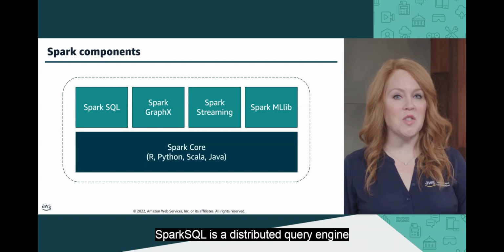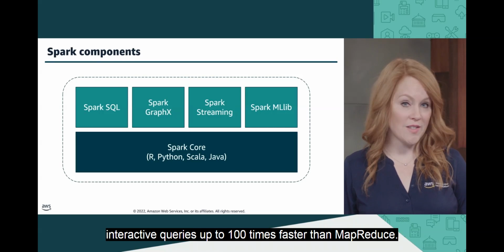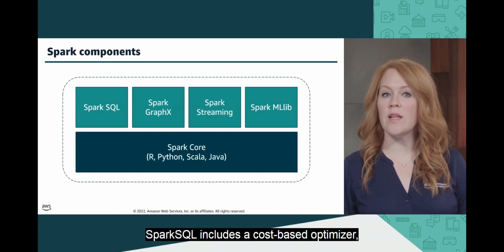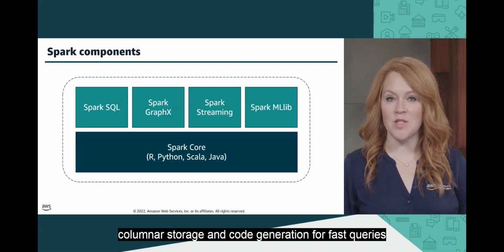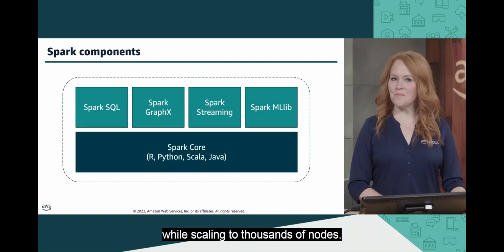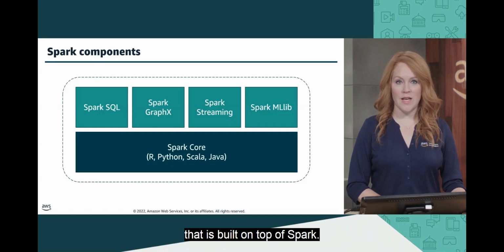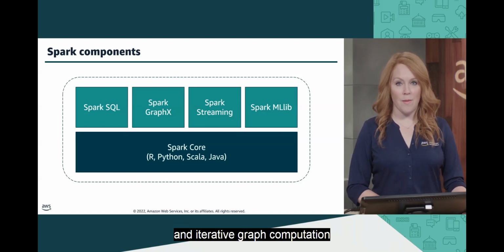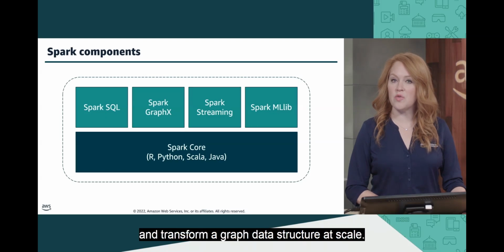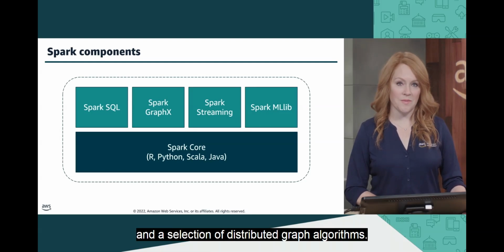Spark SQL is a distributed query engine that provides low latency, interactive queries up to 100 times faster than MapReduce. Spark SQL includes a cost-based optimizer, columnar storage, and code generation for fast queries while scaling to thousands of nodes. Spark GraphX is a distributed graph processing framework that is built on top of Spark. GraphX provides ETL, exploratory analysis, and iterative graph computation to enable users to interactively build and transform a graph data structure at scale. It comes with a highly flexible API and a selection of distributed graph algorithms.